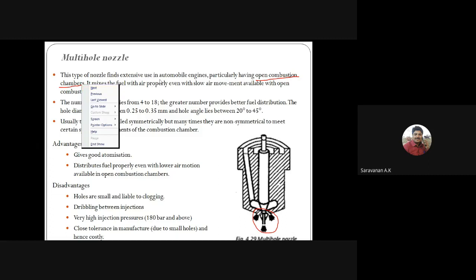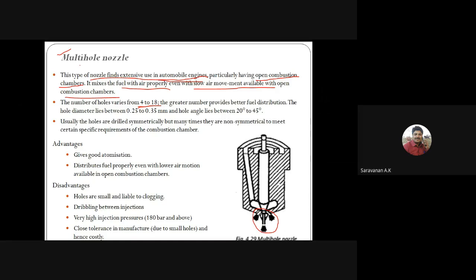Most automobile engines use this type of nozzle. It mixes the fuel and air when there is low air movement available with the open combustion chamber. For the multi-hole nozzle, the number of holes ranges from 4 to 18. If the number of holes is greater, the fuel distribution will be good.